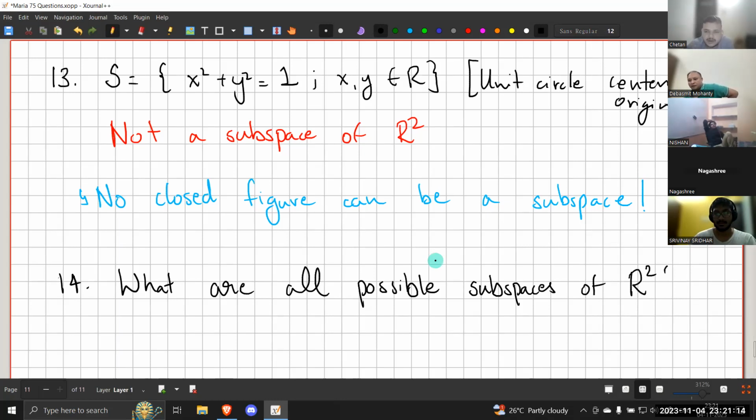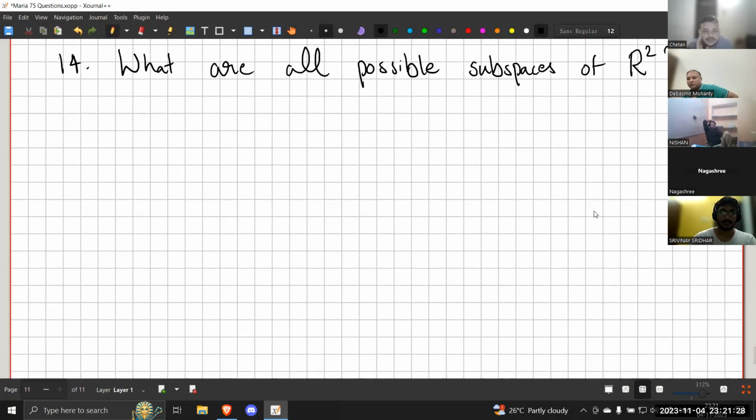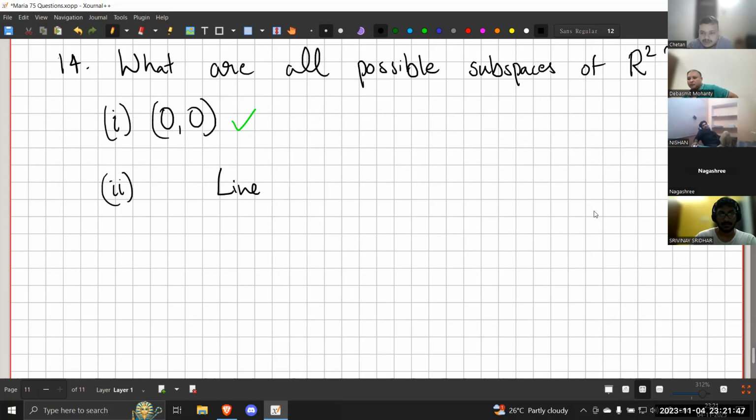See, the linear combination of (1, 0) and (0, 1) will give you only one such possible subspace of R2, that is R2 itself. But there are other subspaces in R2 as well. (0, 0) is one. Can you write down in the chat, Nagashri? Your voice is breaking and it's very faint. (0, 0) is one of them, correct? That's one. Origin is one. Bharat says line passing through origin and plane passing through origin.